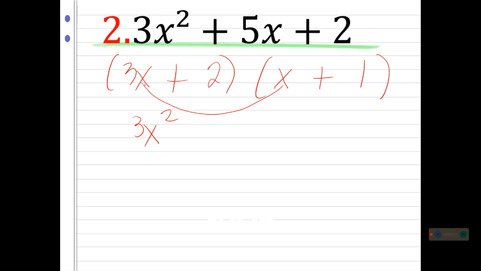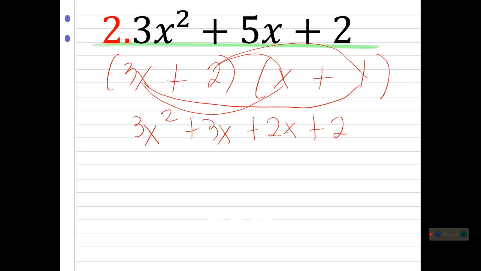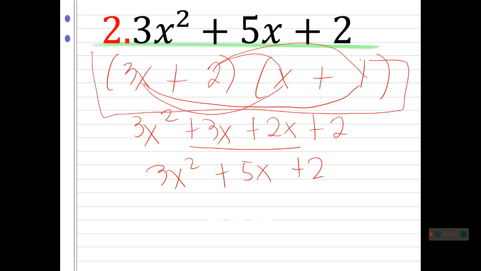Then, 3x times positive 1 is positive 3x. Then, we have here 2 times x is positive 2x. And 2 times 1 is positive 2. Then, we are going to combine this. We have here 3x squared plus 5x plus 2. Yes, we got it. So, therefore, the factors of 3x squared plus 5x plus 2 should be 3x plus 2 times x plus 1. Okay. Did you get it? Okay.